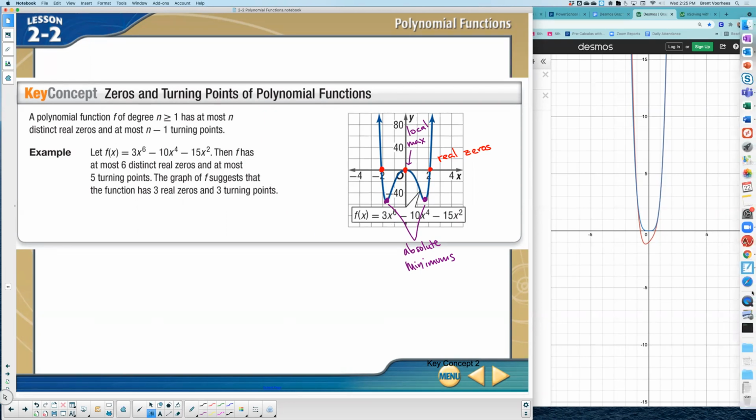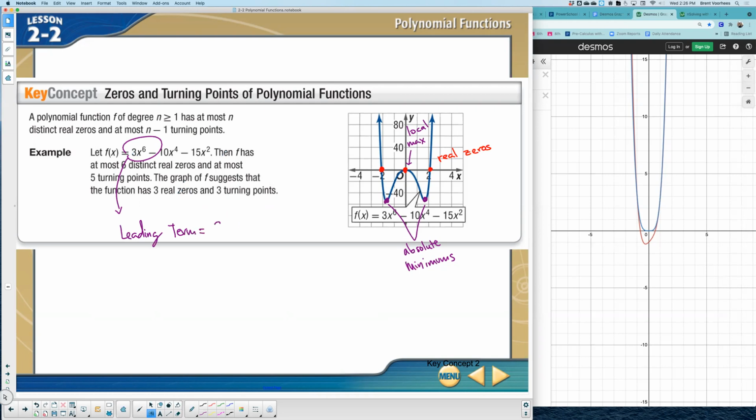What's new here? When you look at the leading term in this problem, what is the leading term? Okay, the leading term can also tell you other information. If the leading term is 3x to the 6th, what that leading term can tell you, without looking at a graph, is that this will have at most 6 real zeros. A lot of people will call them possible zeros. It will have 6 possible zeros.